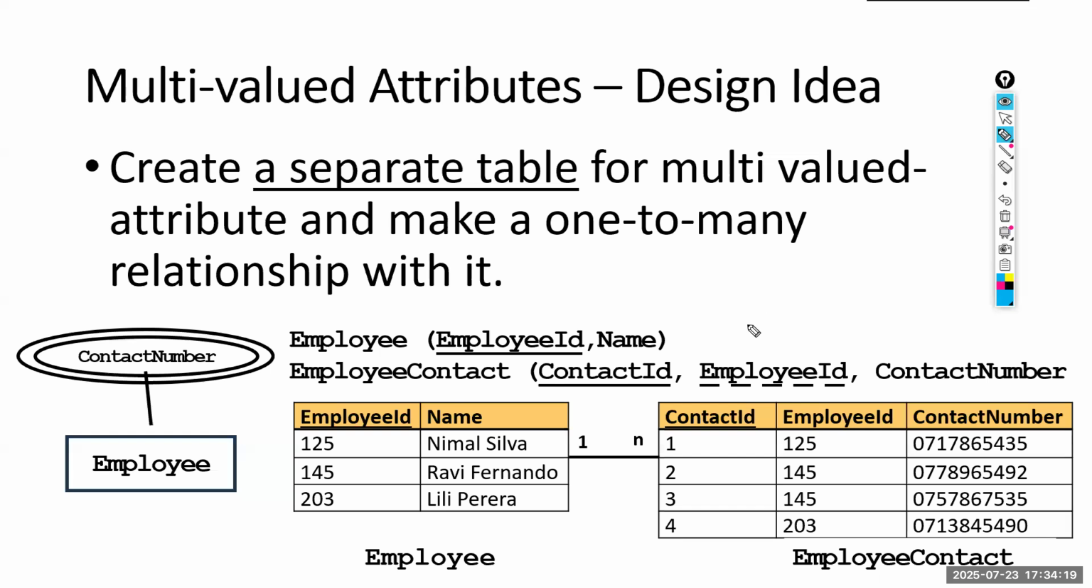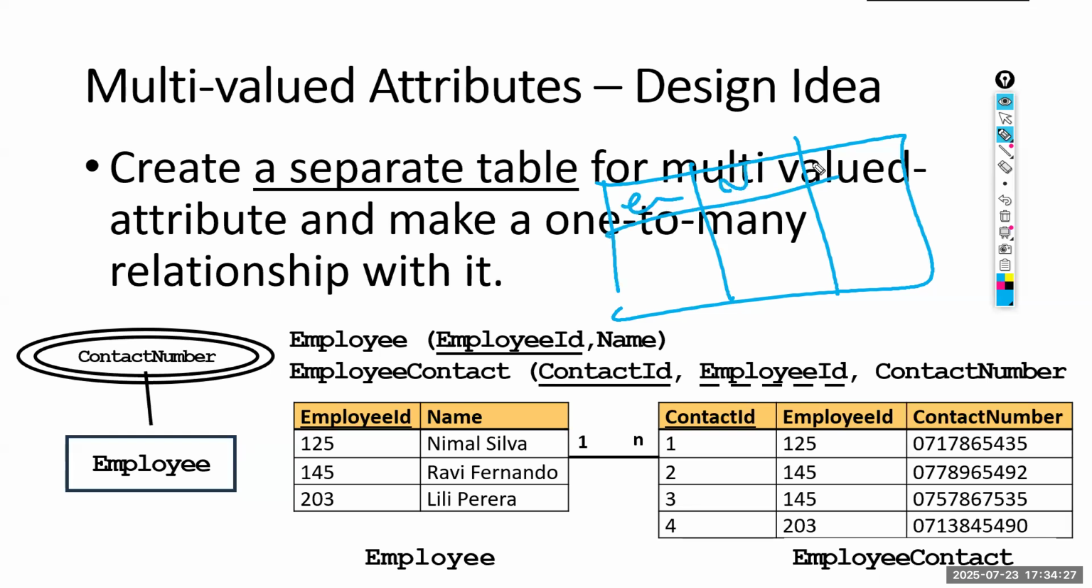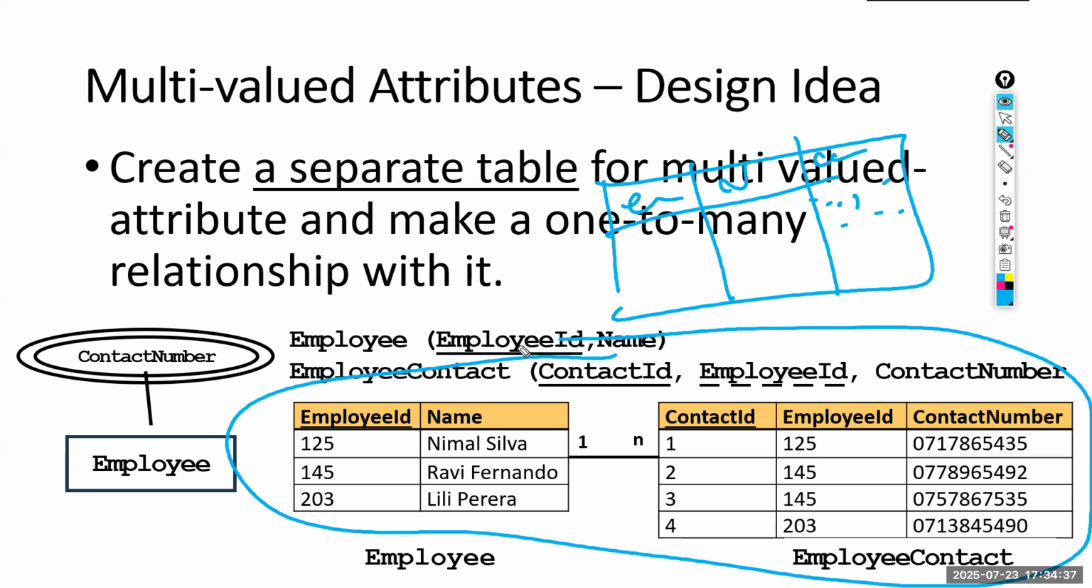So my question is, what's wrong with this approach? You have employee ID, name, and contact number. Contact number we can have comma separated. That is simple, right? The other is a more complex solution. We have to introduce another table also. So what's wrong with this approach?